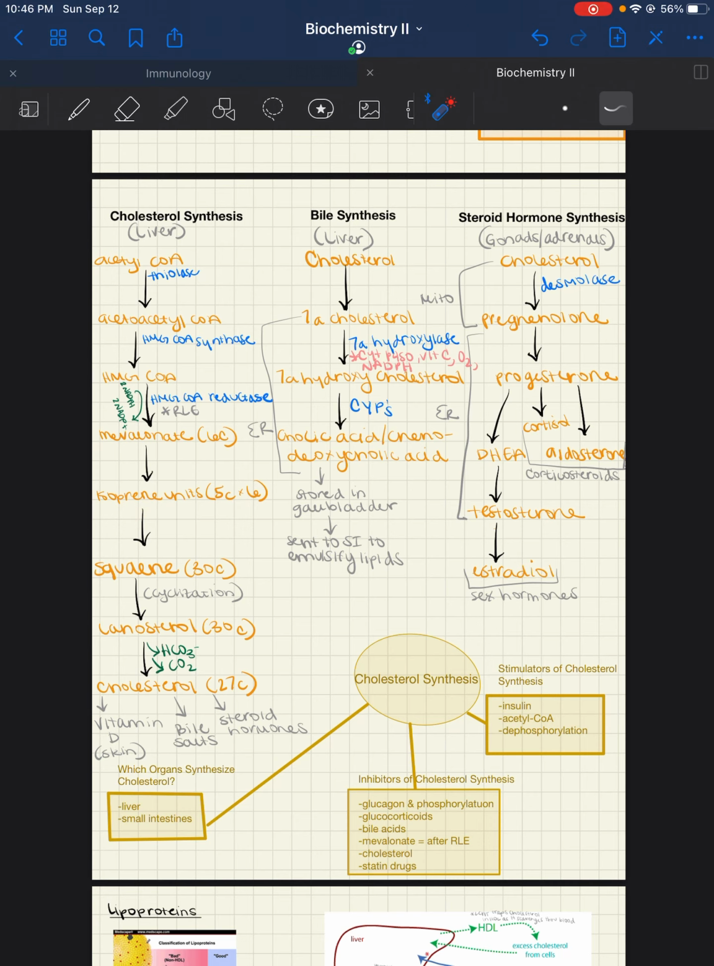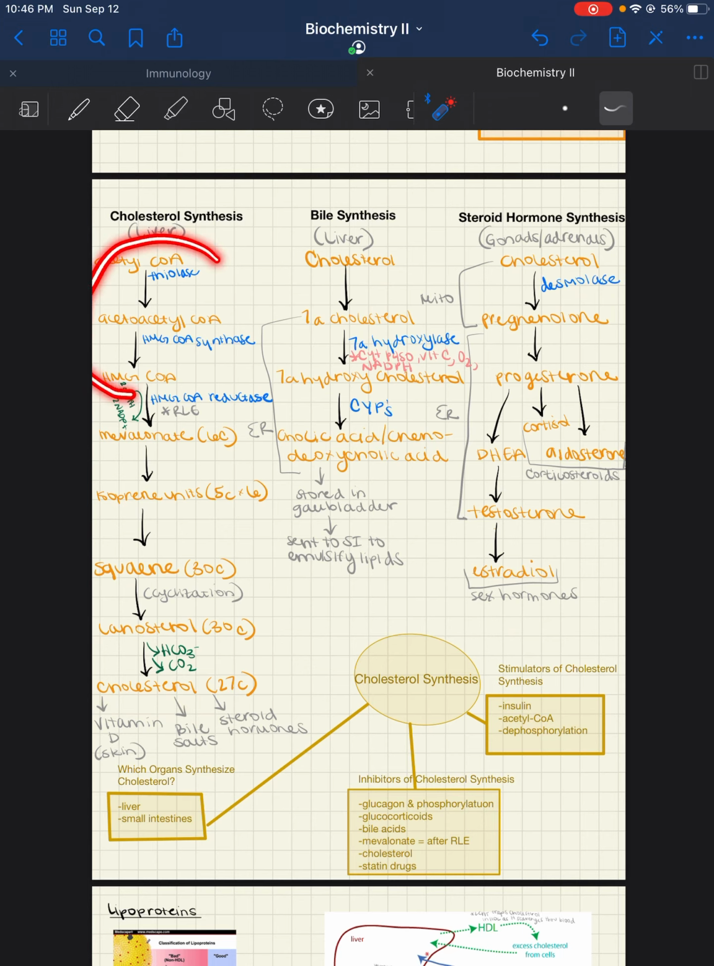Mevalonate's turning into isoprene units, which are 5-carbon molecules, but we are using 6 of them, putting them together, and making squalene, which is a 30-carbon molecule, because 5 times 6 is 30. Squalene is undergoing a cyclization reaction where it's just moving. It's essentially the same molecule, just in a different structure. So lanosterol also has 30 carbons. It's removing 3 carbons to become the 27-carbon molecule known as cholesterol.